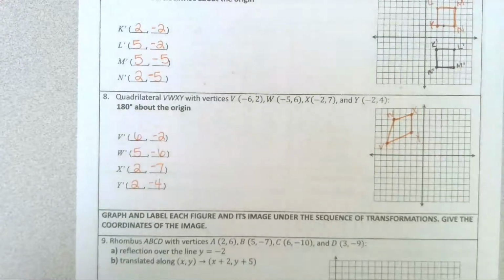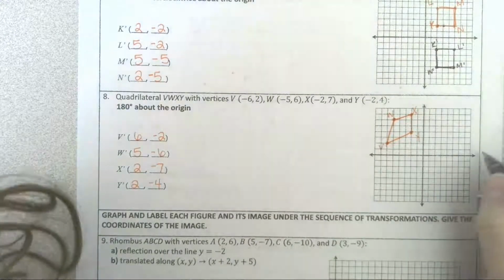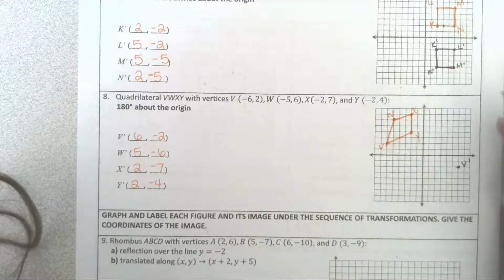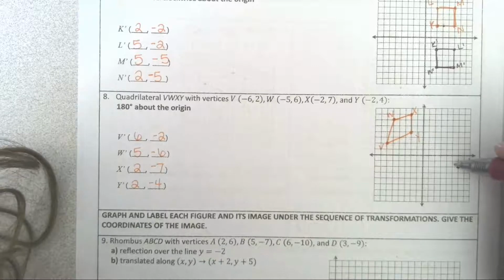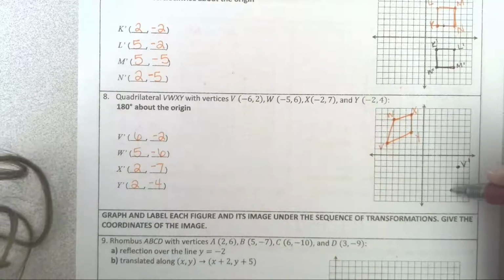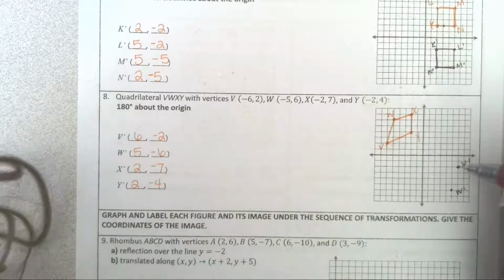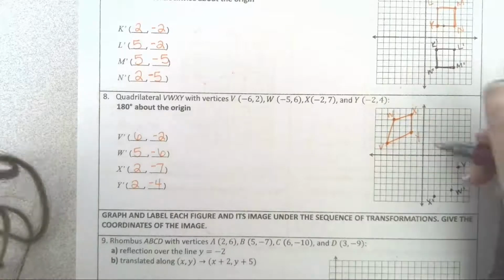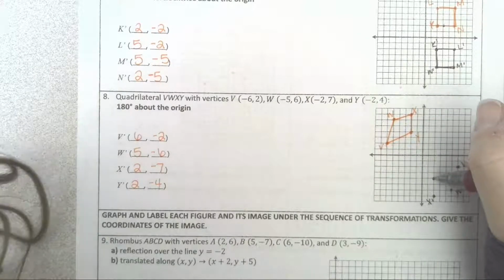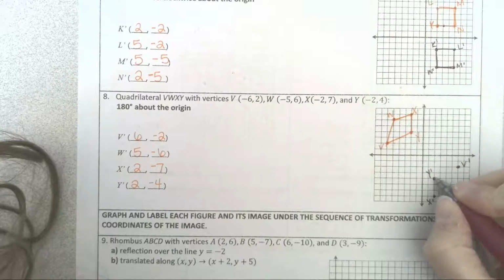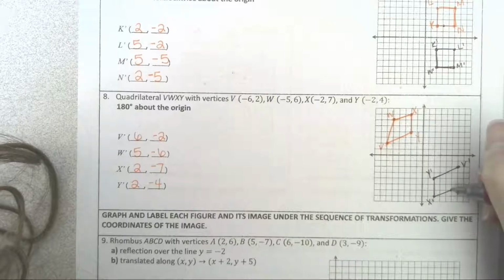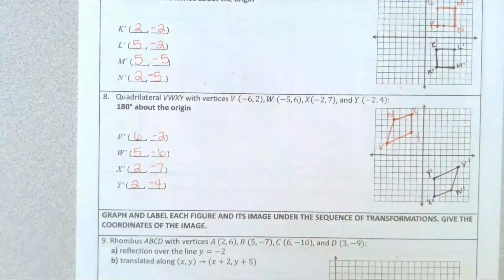So when I graph these, I've got V prime, W prime, (2, negative 7) is X prime, and (2, negative 4) is Y prime. There we go. Okay, 2 more left for this.